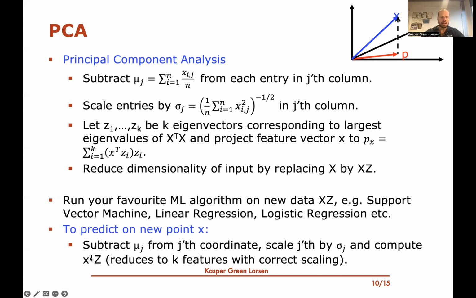And this is just done by taking x transpose and multiplying it with Z. And then we have just the k features, right? So this is basically just applying the same scaling that you computed and applied to the data that you had for training, for computing the PCA. Okay, so this is just an important point to keep in mind.